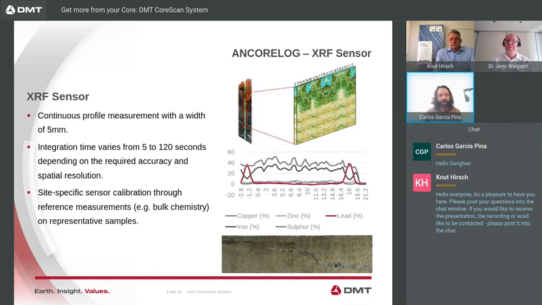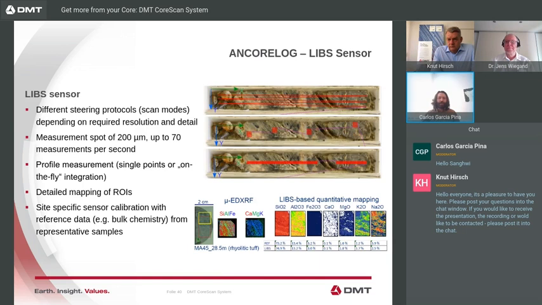And then we add different sensor data to it, for example, the XRF sensor, which takes a continuous profile of 5 millimeter width along the drill core with variable integration times, which lead to variable spatial resolutions. And so we have a continuous XRF log of the core, which gives us an idea of the chemical composition of the drill core. And also the laser-induced breakdown spectroscopy, which is also doing the chemical drill core analysis, but it's a good addition to the XRF or vice versa, because with both technologies, we cover a wider range of elements that are detectable.